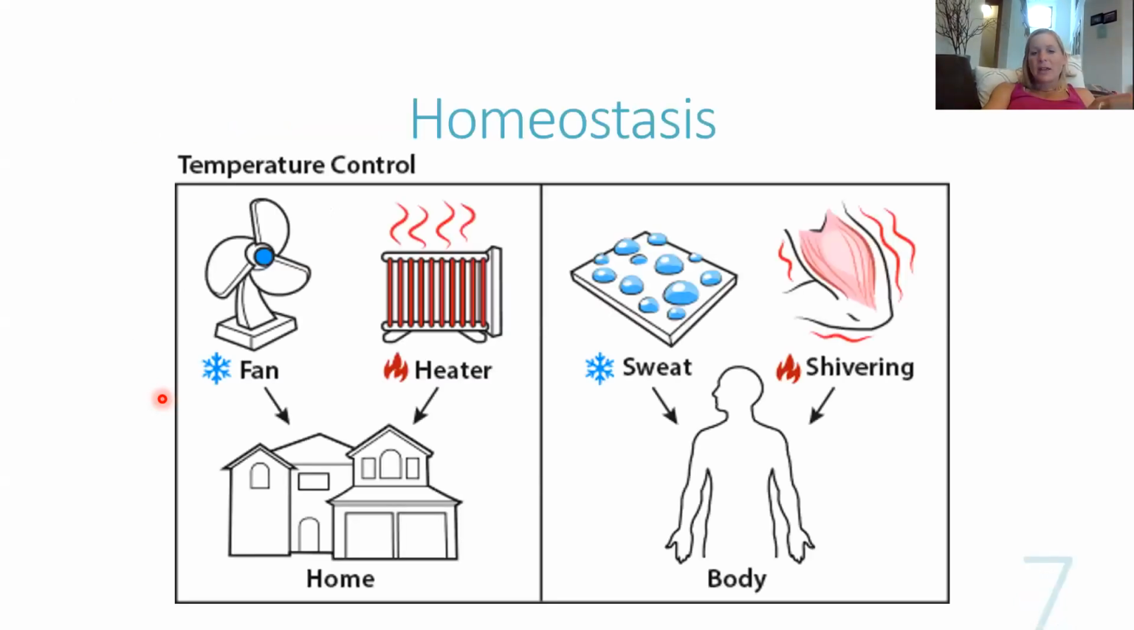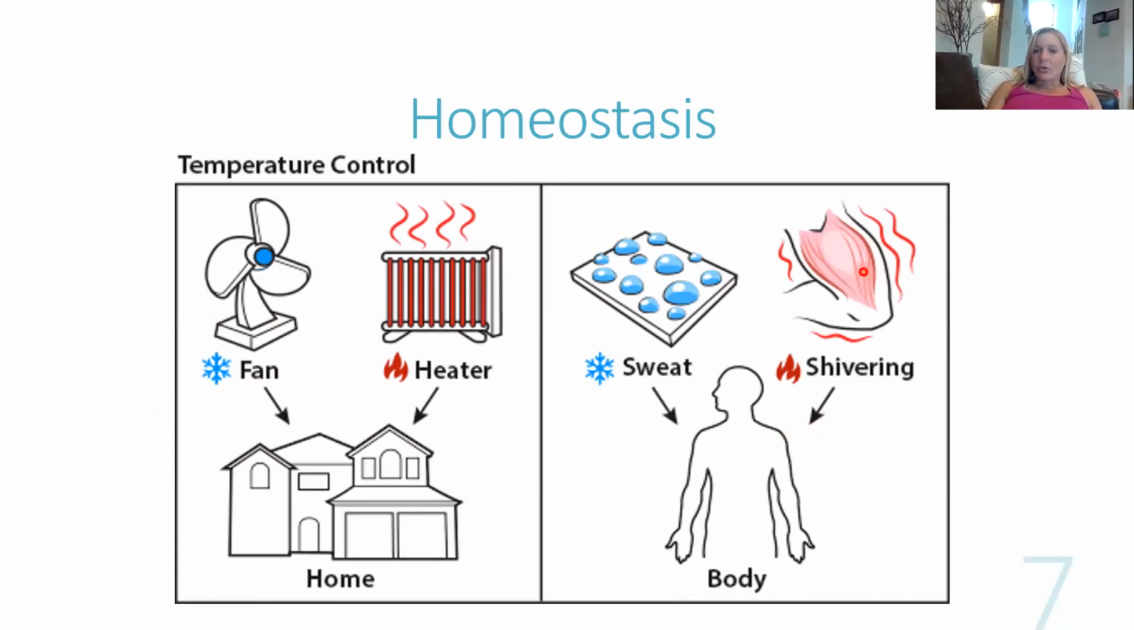Okay. So again, that kind of shows you the example of how this works as it relates to a house. If things get too cold or I dip below that set point, I'm going to kick on a heater. If things get too hot and I get above my set point, I might kick on a fan or air conditioning, something like that.